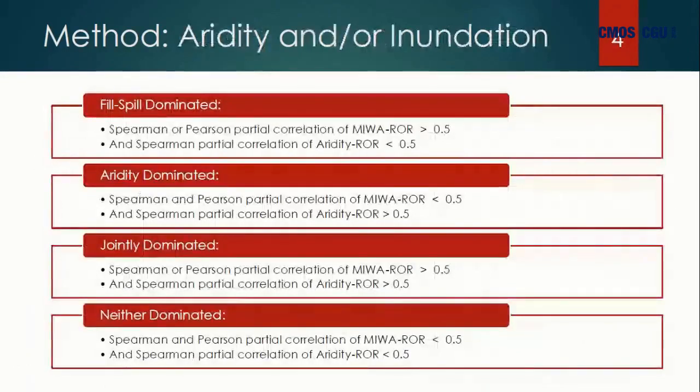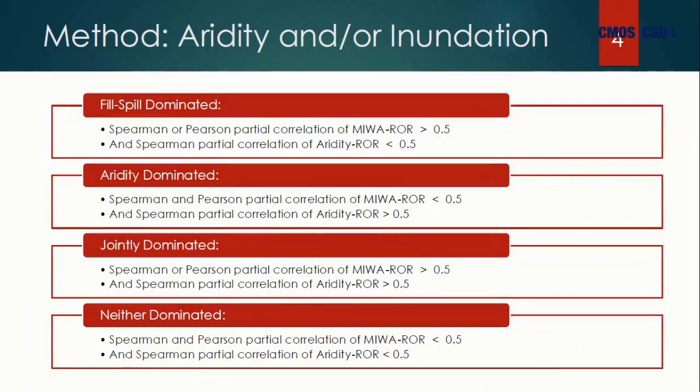Based on partial correlation analysis, in the first step, we check whether aridity, the Budyko framework, or inundation is the main driver, and based on that, we classified all 109 study catchments in this study into 4 groups. The first group is fill-spill dominated, those where inundation is the main driver, and the partial correlation of aridity with runoff ratio is not important.